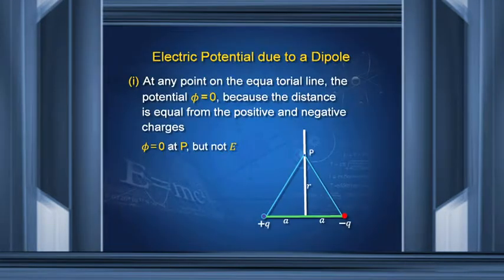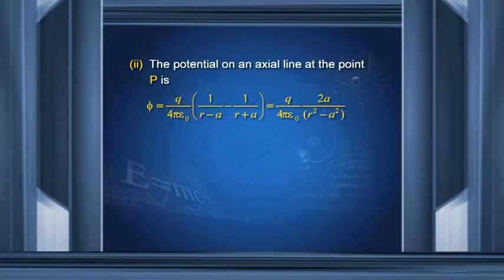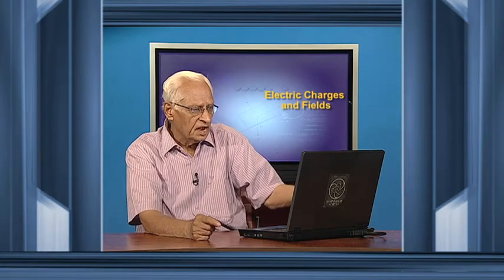Now, we take a point along the axis of the dipole, say P, at a distance r. This distance from minus q to P is r plus a, and from plus q to P is r minus a. Therefore, the potential due to plus q is q by 4 pi epsilon 0 into 1 by r minus a, and due to charge minus q, it is q by 4 pi epsilon 0 with a minus sign into 1 by r plus a. So, we add them and we find the potential.